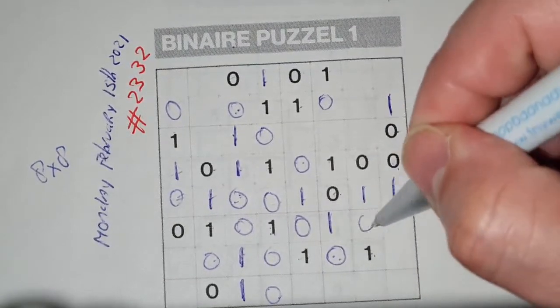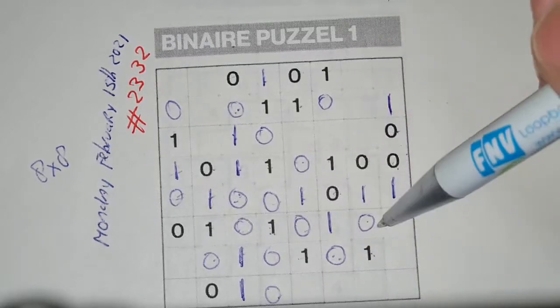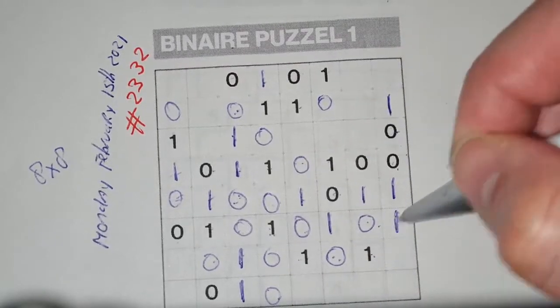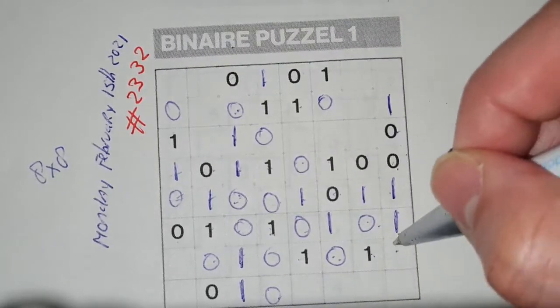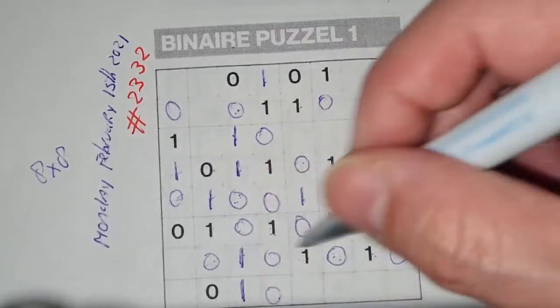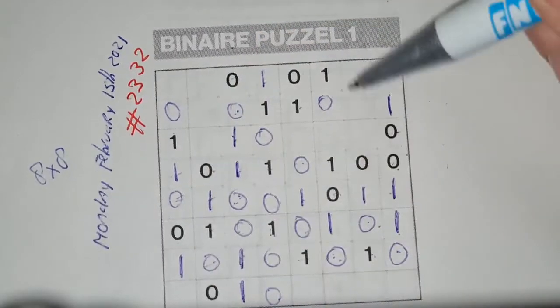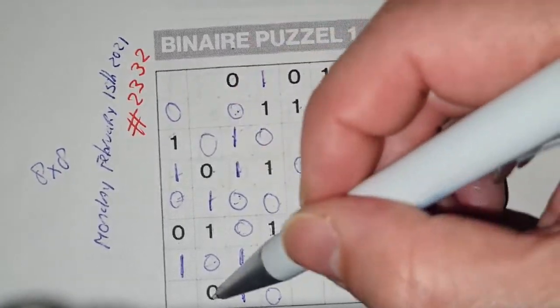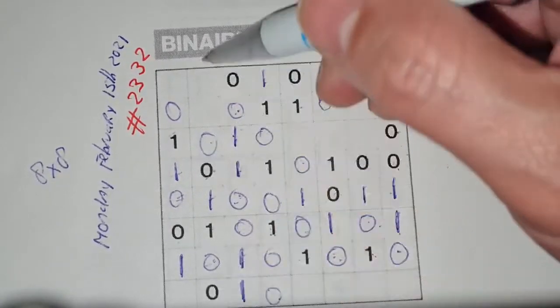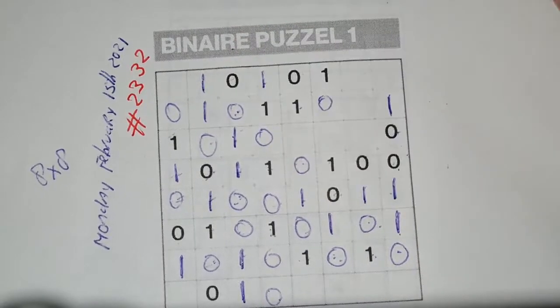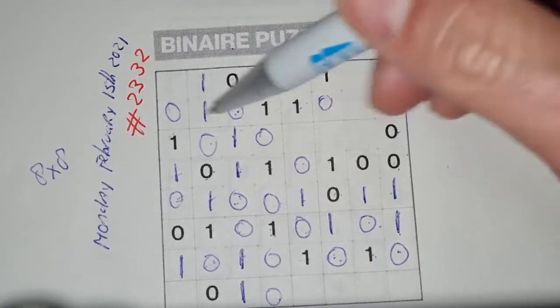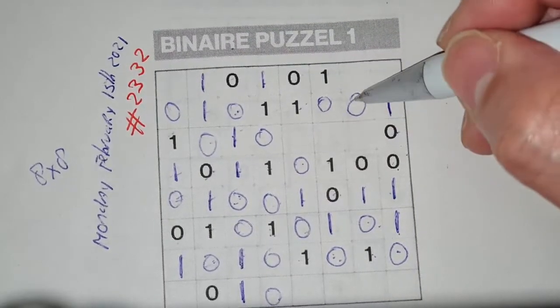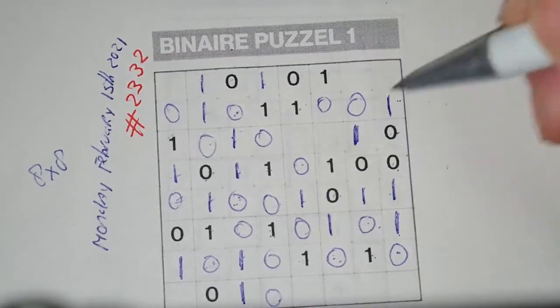Between two 1s comes a 0. Now we have 4 0s, so the rest are 1s. Double 1, here no, there no. 4 0s, so the rest are 1s. Between two 1s comes a 0. 1, 2, 3, 4 0s, so the rest are 1s. 1, 2, 3, 4 1s, so the rest are 0s. Between two 0s comes a 1.